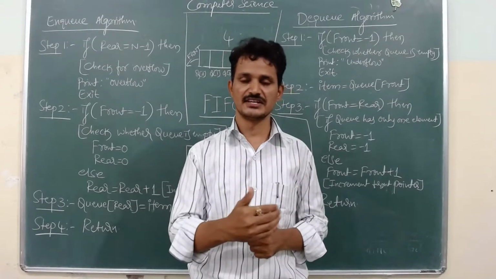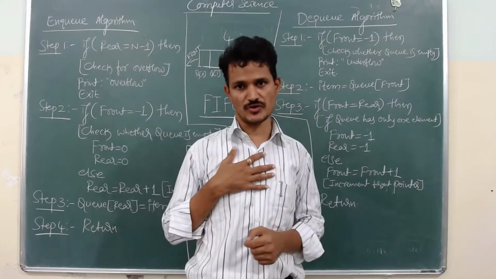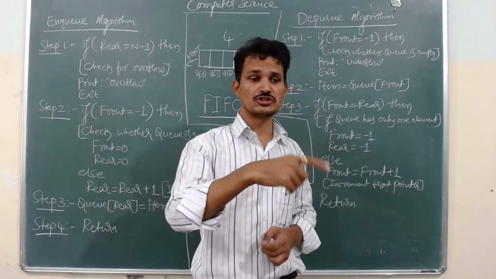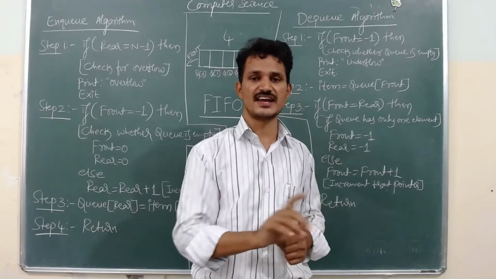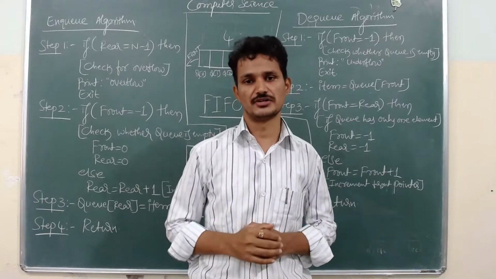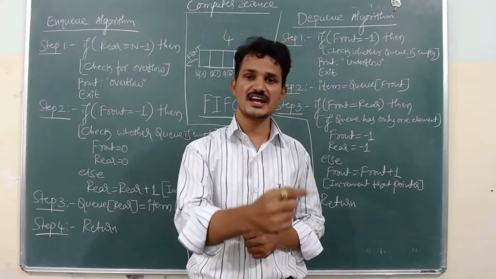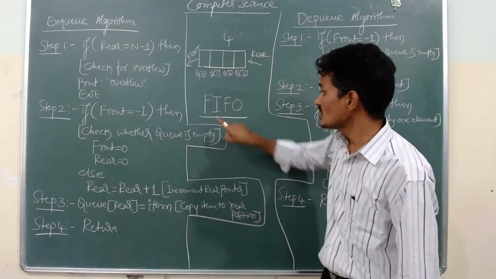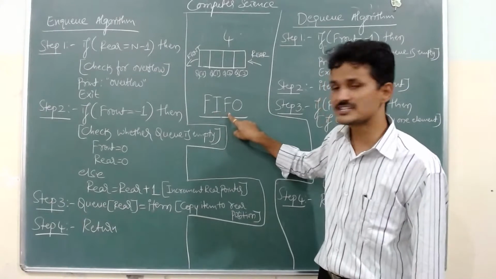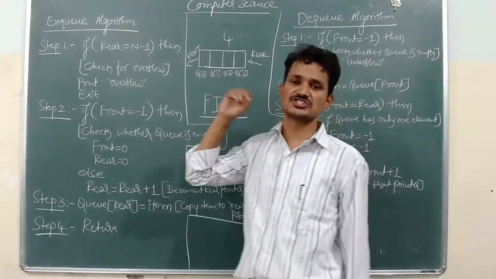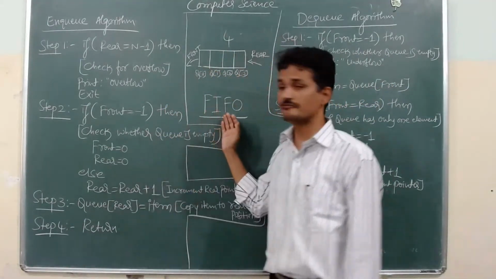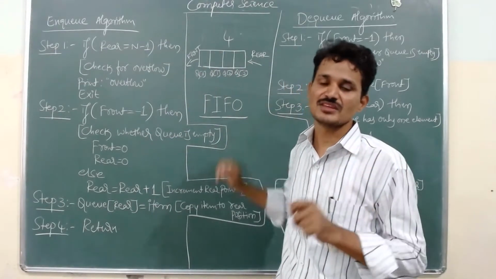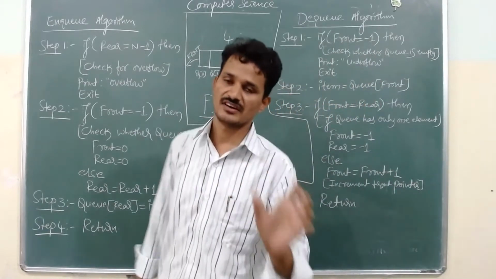So 4 members are present. If I go and stand, I will be the 5th one. So I have to wait for those 4 members to complete their transaction. Then I will go and stand near the cash counter. The person who is standing nearer to the counter will come first. That is why first in, first out. This queue data structure follows the principle of FIFO. You need to remember the name, that is FIFO, which stands for first in, first out, right?